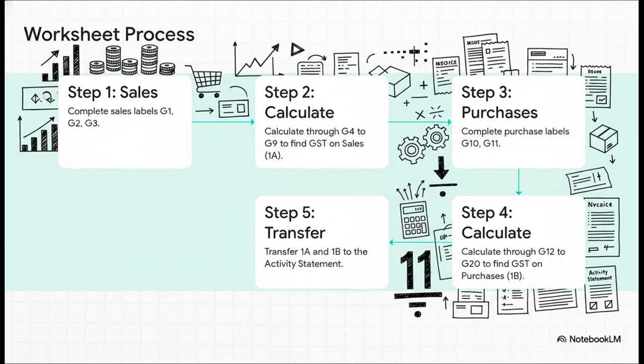You might be wondering why there are so many extra steps here. Well, this method is more detailed for a very good reason. It's designed to stop you from making mistakes. After you fill in your main sales and purchase labels, you have to work through another 6 labels just for sales and another 9 labels for purchases. These extra steps force you to correctly account for things like adjustments and GST-free items, so you calculate those final 1A and 1B figures accurately.